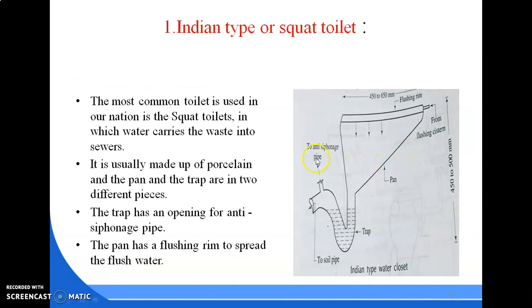And this is the total cross section of the Indian type water closet. The overall length of the Indian type water closet varies from 450 mm to 675 mm. The width near one end is about 150 mm and it increases to about 280 mm near the other end. And the overall height including the trap is about 400 mm to 500 mm.